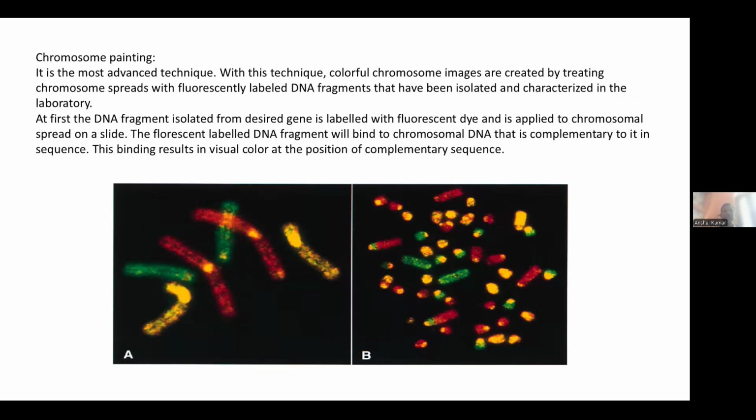At first, the DNA fragments isolated from the desired gene are labeled with fluorescent dye and applied to a chromosome spread on a slide. The fluorescent labeled DNA fragment will bind to chromosomal DNA that is complementary to its sequence, and this binding results in visible colors at the position of the complementary sequence. So it is a type of DNA probe assay, where a fluorescent labeled probe is used to identify the desired chromosomal structures, and it is visualized through complementary base pairing. So this is one of the important modern techniques.